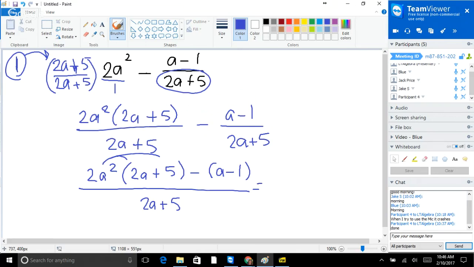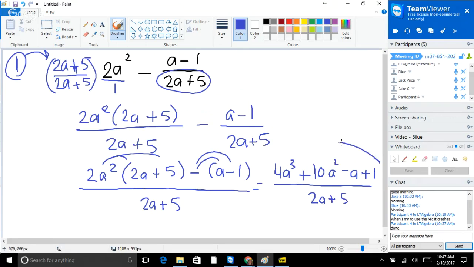So I'm going to get 2a squared times 2a is 4a cubed plus 2a squared times 5, so 10a squared minus a, because I've got my subtraction of a, and then subtract a negative 1 plus 1 divided by 2a plus 5. And I can't simplify any of this, so this is my final answer.